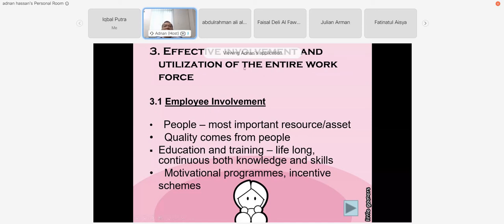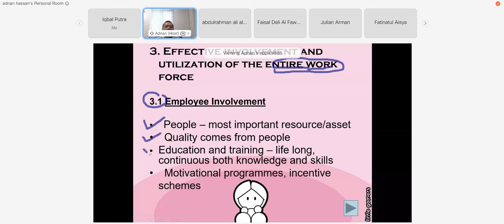So it says here that TQM involves the entire workforce, meaning everyone is responsible. So when we have TQM, we need to involve everyone, employee involvement. In any organization, people are the most important. When we have good people, we have a good organization. We have talented people, people who are educated. So quality comes from people.